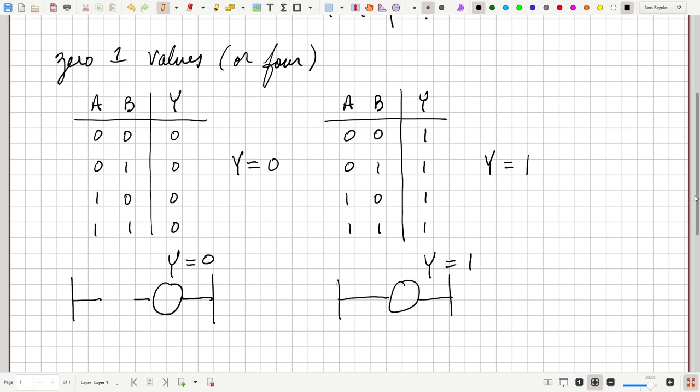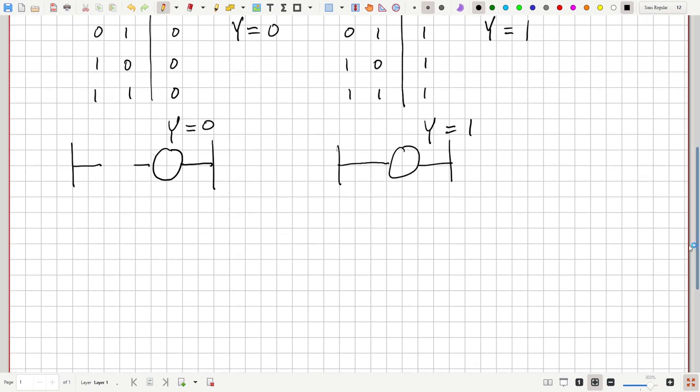So now let's look at less trivial circuits. Let's look at the case where we have a single one value, or the inverse of that, which would be 3. Because if you have a single one value, then you have 3 zeros, and if you invert that, then you get 3 ones and 1 zero.